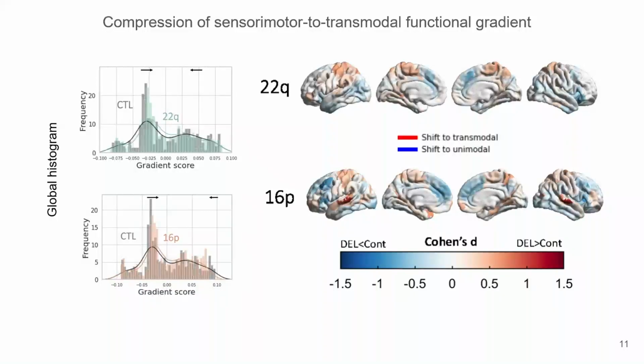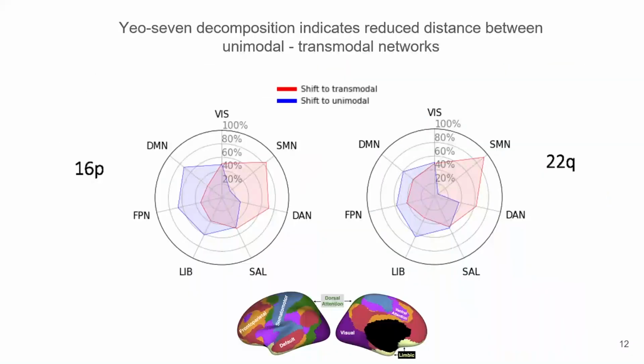In red, it indicates that there is an increase of these gradient values, and in blue, we find this decrease in gradient values. So what we see is this interesting pattern of compression, showing that lower ranked regions on this gradient tend to have increased values, so they are shifted in the gradient space towards the transmodal end of the gradient, and then we find this inverse pattern where the higher ranked regions tend to be shifted towards the unimodal end of the gradient, which is quite interesting, actually.